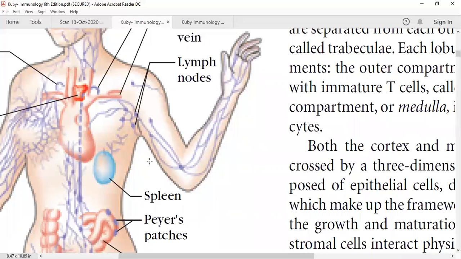But suppose there are some antigens which are present in the blood, not in the lymph. So what should our body do? Therefore, we have other secondary lymphoid organs also, other than these lymph nodes. So if the antigen is present in the lymph, it will be entrapped in the lymph node. But if the antigen is actually present in the blood circulation, blood will move into the spleen and the antigen will be entrapped in the spleen.